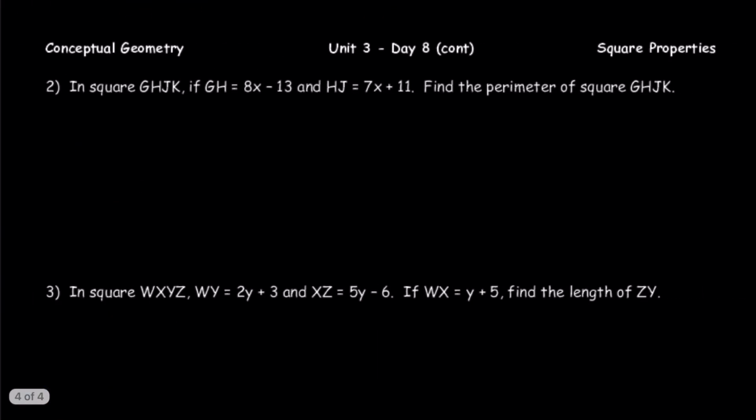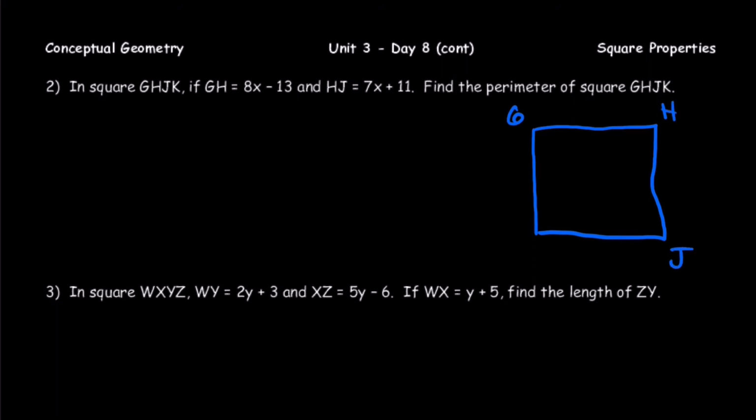Okay, let's move on to the next page. All right, in square GHJK, if GH is 8x minus 13 and HJ is 7x plus 11, find the perimeter of square GHJK. So again, it's not drawn. Let's just make a quick sketch of a square. Should be the easiest shape to sketch. GHJK. All right, so GH is 8x minus 13. HJ, 7x plus 11. Find the perimeter.